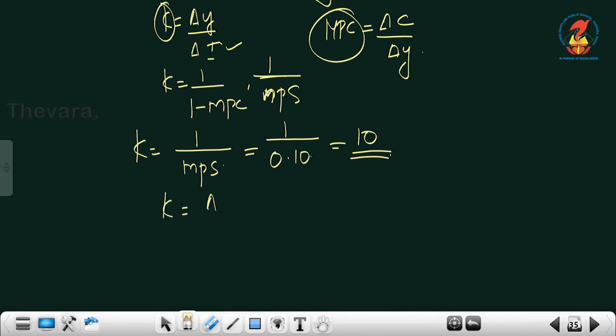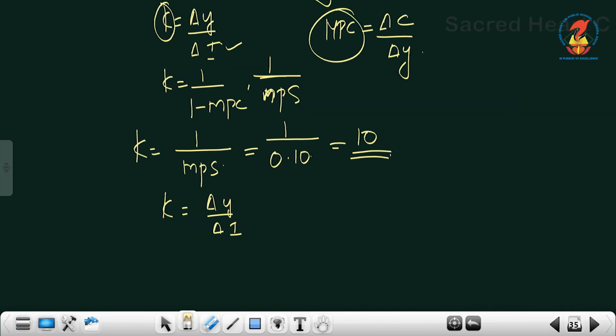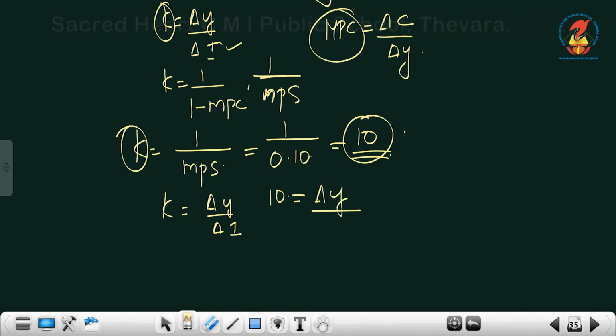K is equal to delta Y by delta I. Why are we using this formula? You have to find out the value of delta Y, and to find it, definitely you have to use this equation. What is the value of K? The value of K is equal to 10. So, 10 is equal to delta Y by delta I. You don't know what delta Y is.